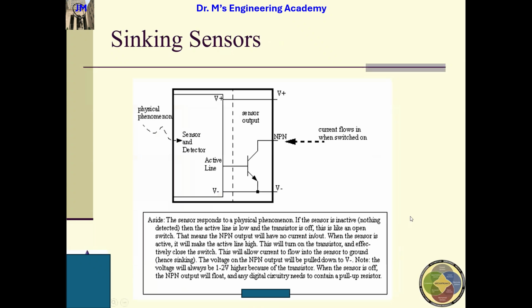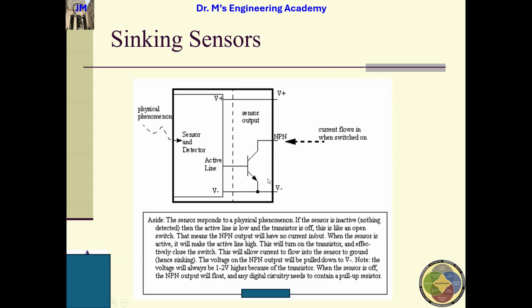Now the sinking sensor. This one is called sinking and this is sourcing. On the sinking sensor, there is a physical phenomenon that is captured and goes to the sensor detector. This is the NPN, this is the base. The physical phenomenon is connected to the base terminal of this NPN. Here is the current flow. Current flows in when a switch is on. If this one is turned on, the current can go this way.